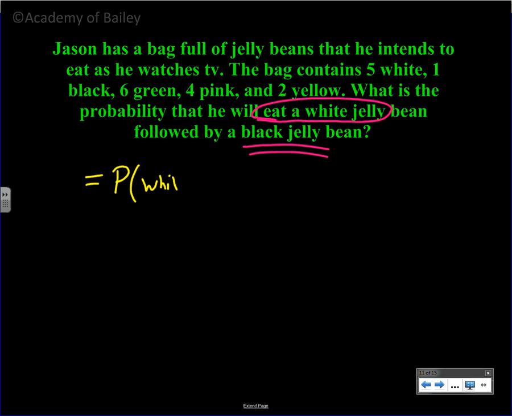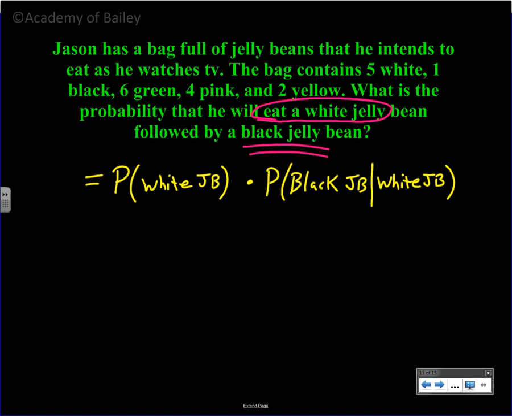And we say the probability of a white jelly bean multiplied by the probability of a black jelly bean given that you've already had a white jelly bean. And so let's figure out these probabilities. What's the probability of a white jelly bean? Well, there are 5 white jelly beans. So there are 5 out of how many? Well, there's 5. 1 more makes 6. 6 more makes 12. 4 more makes 16. And 2 more makes 18.